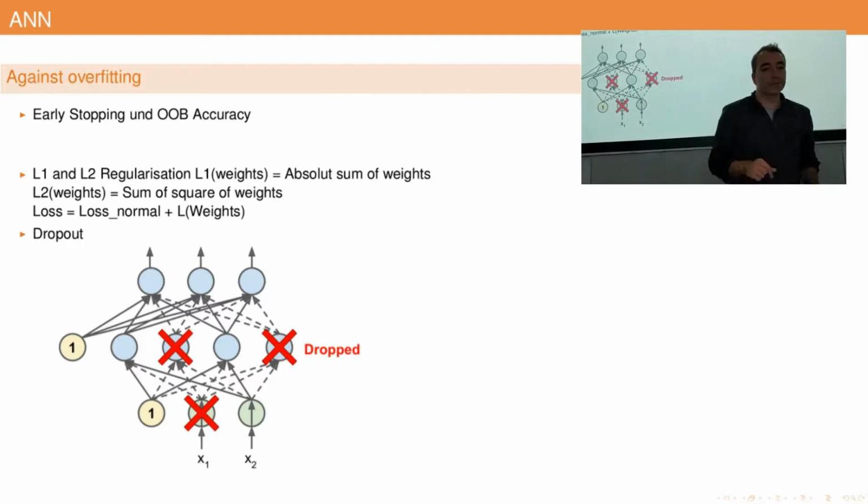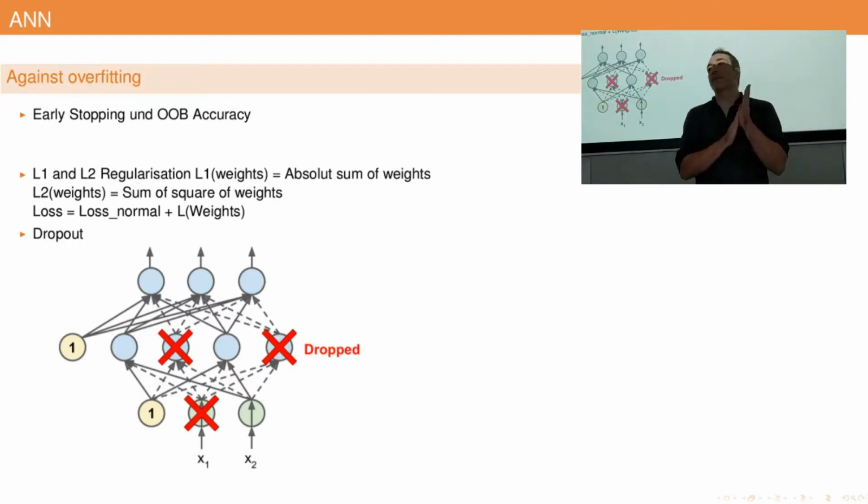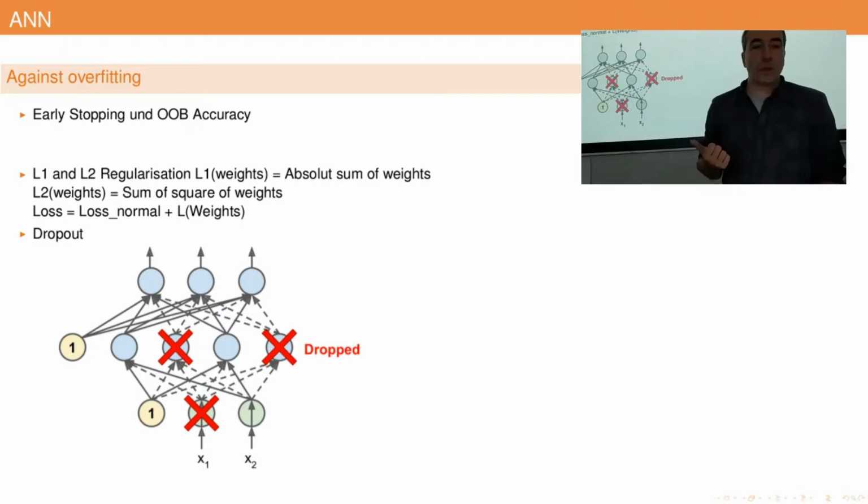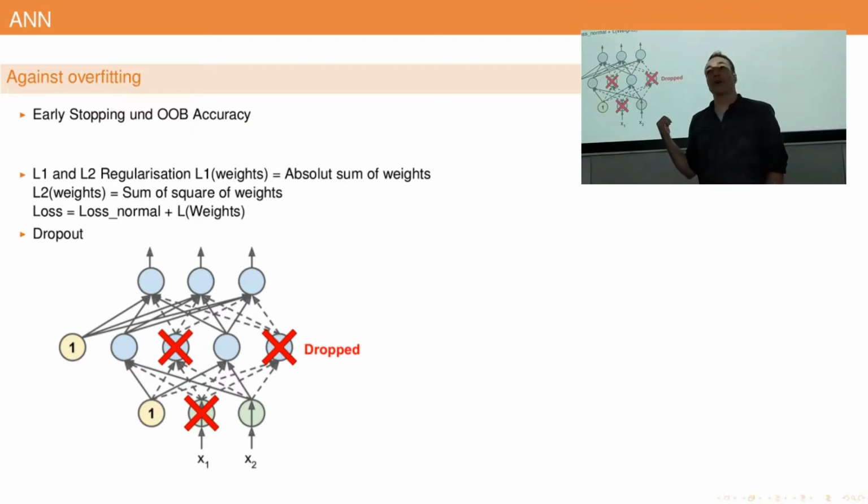But we have some other points. On the one hand, we want to have the best model. On the other hand, this stuff is still very computationally intensive, so we want to stop at a certain time. Perhaps we don't find the best model, but we have a good model, and then it should end somehow. Therefore, you can define early stopping rules with the out-of-bag accuracy.